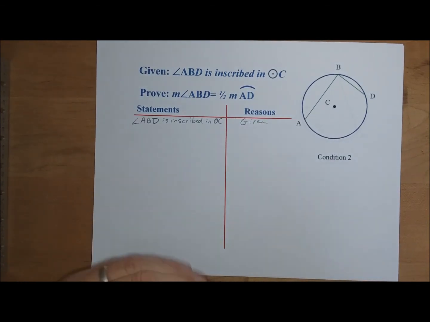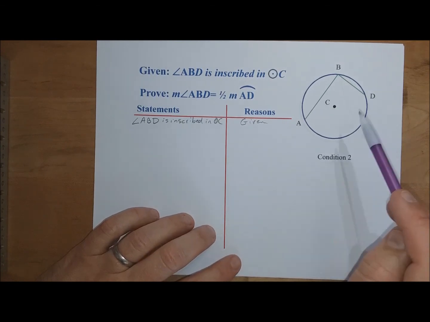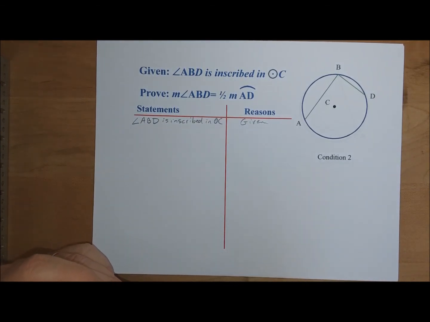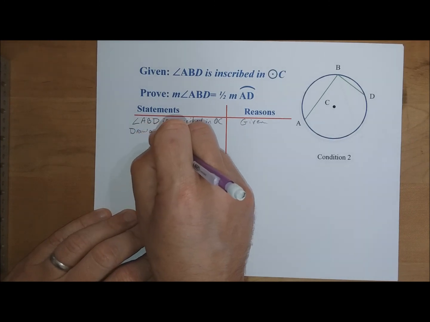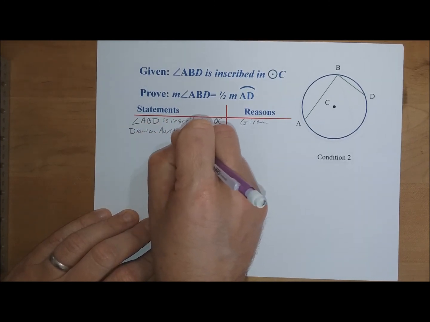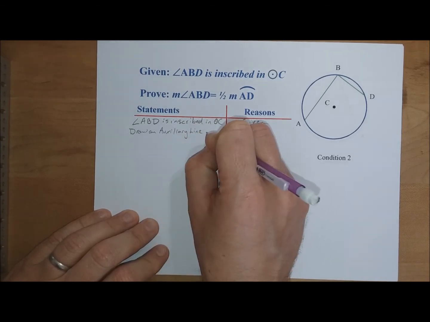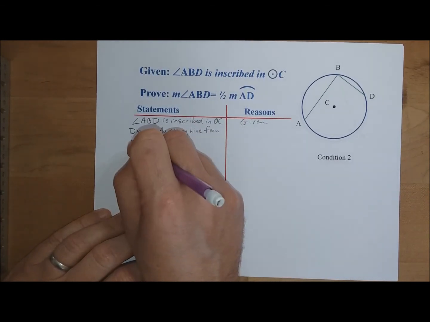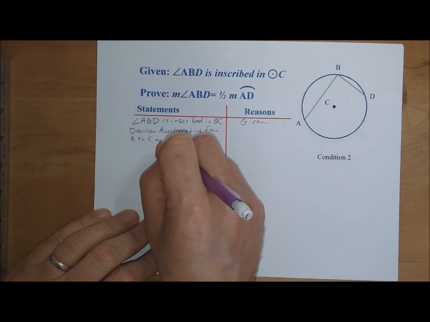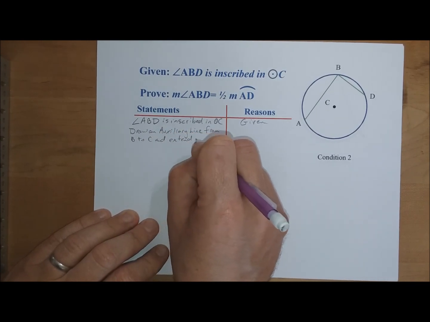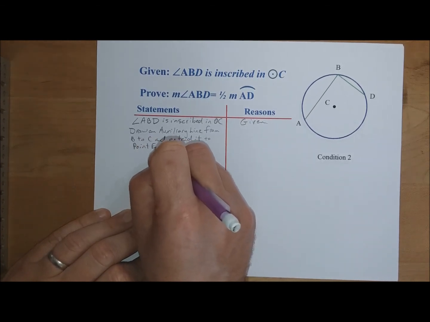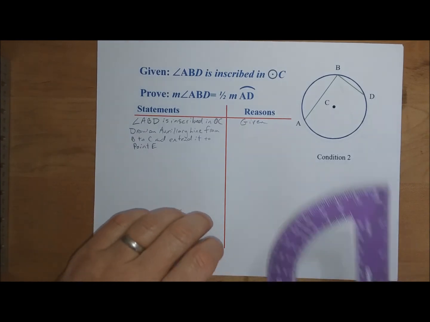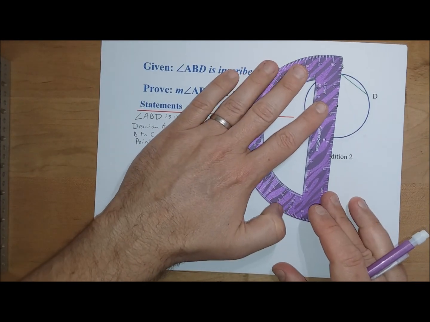Okay, how are we now going to prove that this is true in this condition as well as the first condition? Well, what I'm going to do this time is draw an auxiliary line, but I'm going to draw it a little bit differently. I'm going to draw an auxiliary line from B to C and extend it to point E that I'm going to call on the edge of the circle. And basically what I mean by that is I'm going to draw this auxiliary line here.